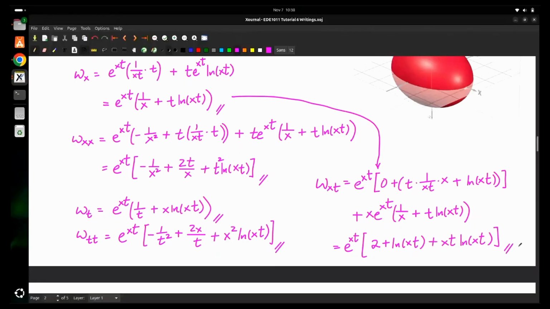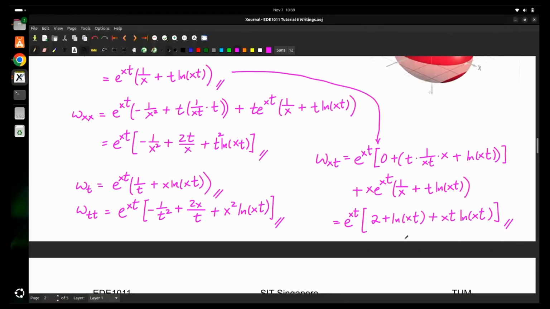Is that correct? You can check against the answer given. Did I get it wrong? Did I mess up? This one? Is that okay? Okay, so finally the w sub tx, you should verify, but you'll get the same expression here. So therefore, w sub tx is also the same expression. Yes.